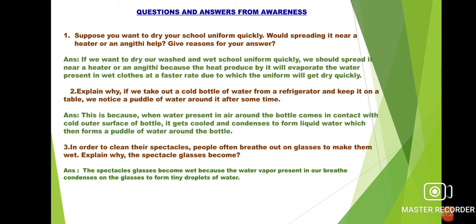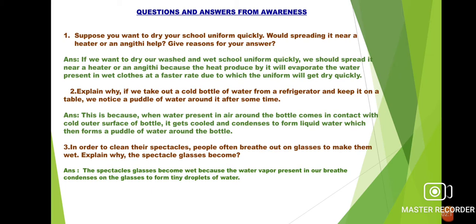Actually, air is present all around us, isn't it? So what happens? The air around the bottle comes in contact with the cold outer surface of the bottle. Now since the bottle was kept inside the refrigerator, its surface is much colder, so the air comes in contact with the surface of the bottle. The air which was there at normal temperature was hotter. So when it got in touch with the cold surface, then what happens? That air gets cooled, and it condenses, condensation takes place, that is from vapor to liquid, to form liquid water, which then forms a puddle of water around the bottle.